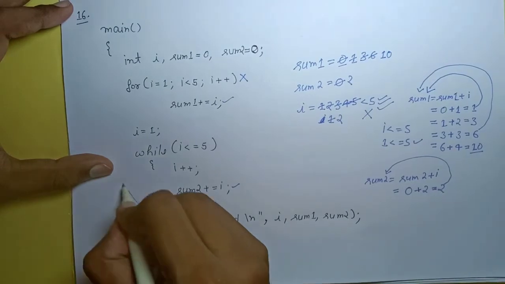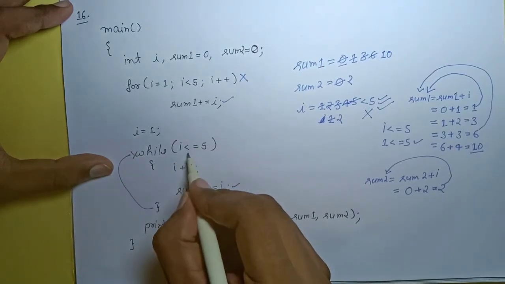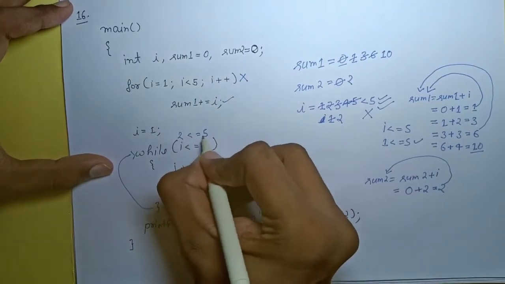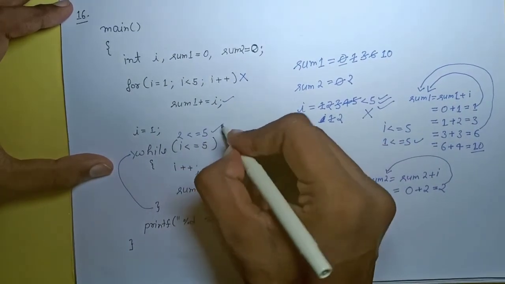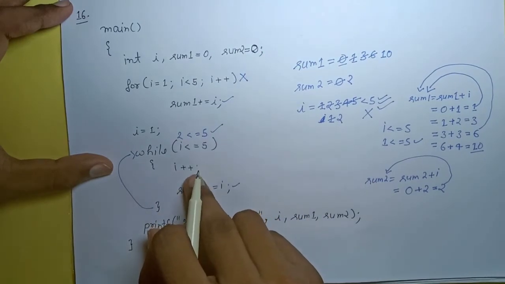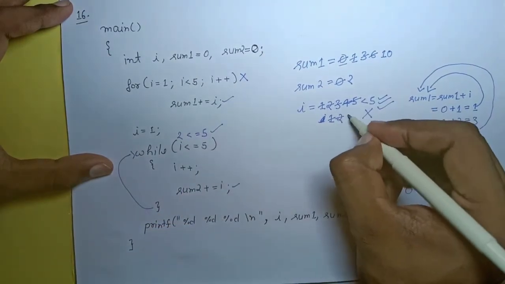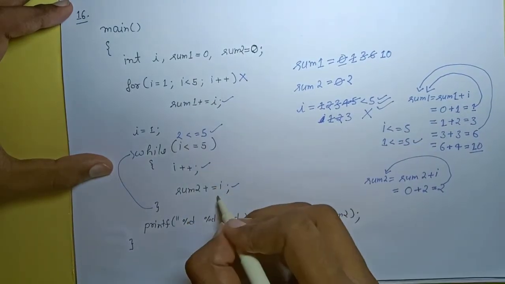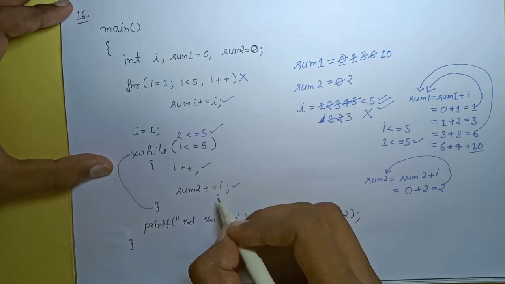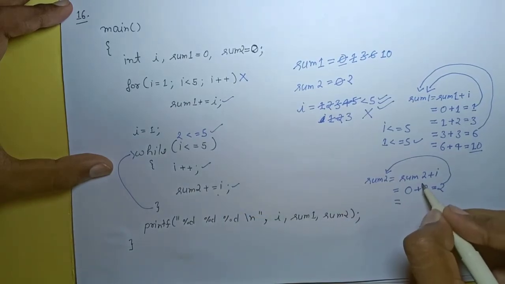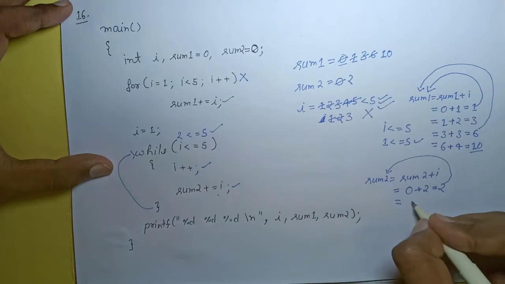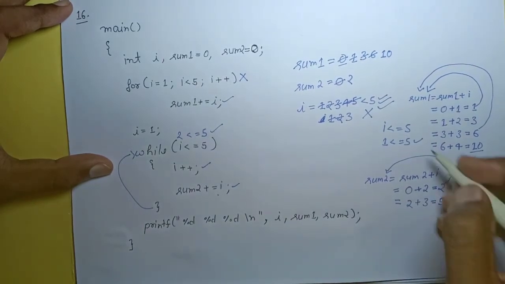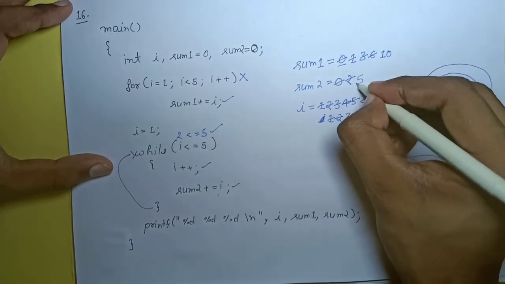The control again comes to the while loop. Here we check the condition: is 2 less than or equal to 5? Obviously it is, so this condition is true. We again come inside the loop, and the value of I is now 3, because we are incrementing the value of I by 1. Now this statement is encountered, which means that the value of sum2 is now 2, and the value of I is 3, so the new value of sum2 is 5.